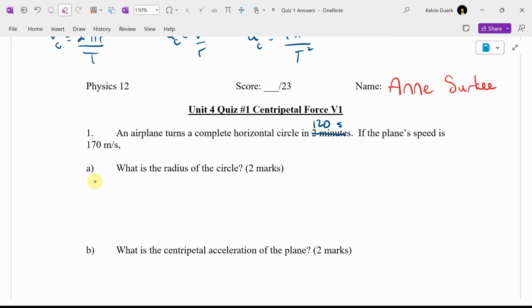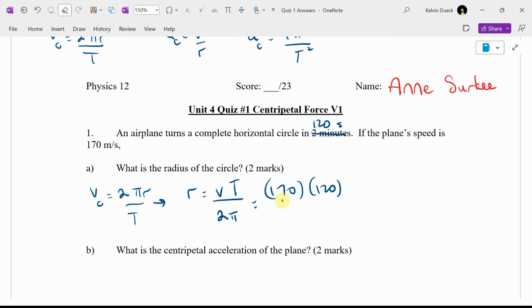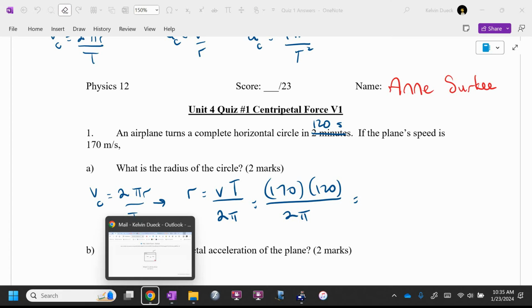If the plane's speed is 170 meters per second, I started out thinking to myself, I don't think I'm going to solve this in terms of acceleration. I think I can solve this using the speed equation. Yes, I can. I can get the radius by itself. It's going to be times by T, divide by 2 pi. It's going to be 170 times 120 divided by 2 pi.